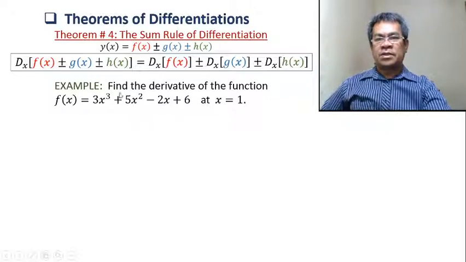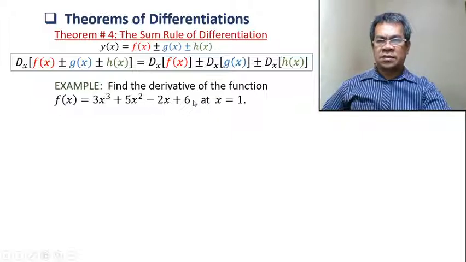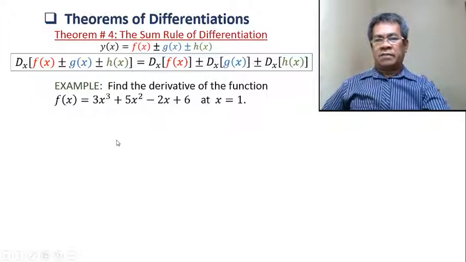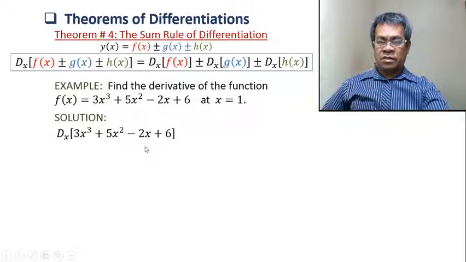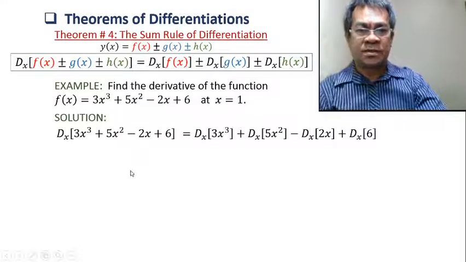Now, for example, suppose you are asked to find the derivative of the function. Our function of x is 3x cubed plus 5x squared minus 2x plus 6, and find the derivative at x equal to 1. All you need to do is first find the derivative of this function with respect to x, the first order derivative. Individually find the derivative, distribute the operator, then continue to the differentiation process.